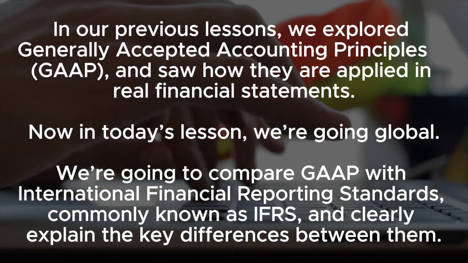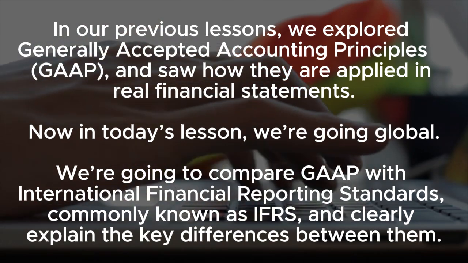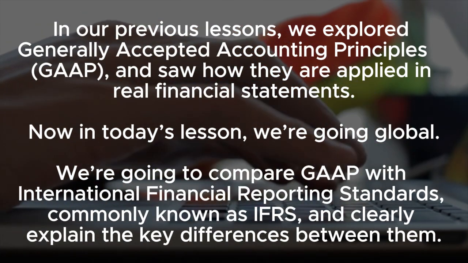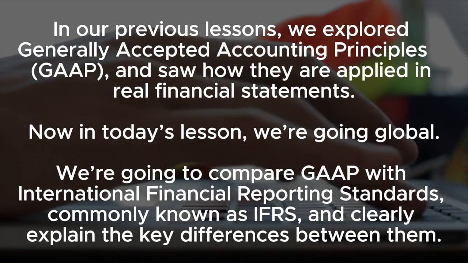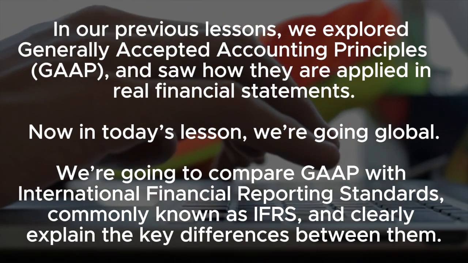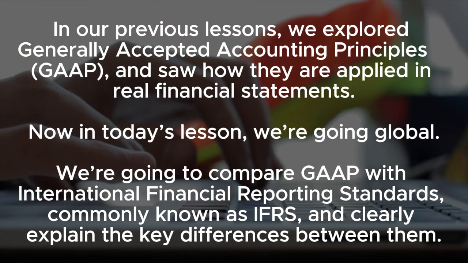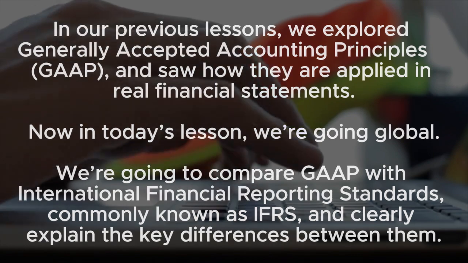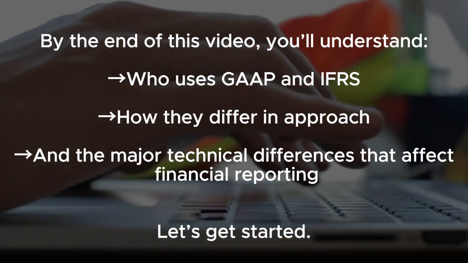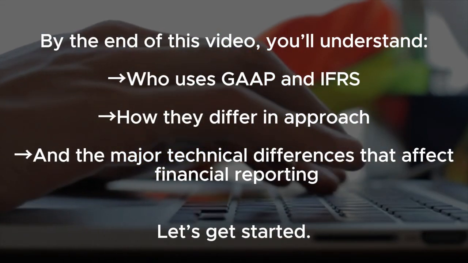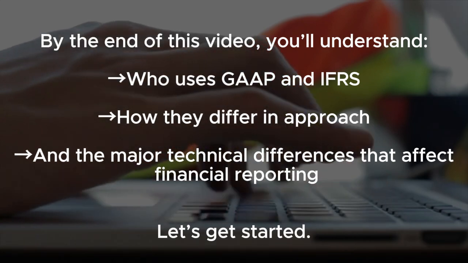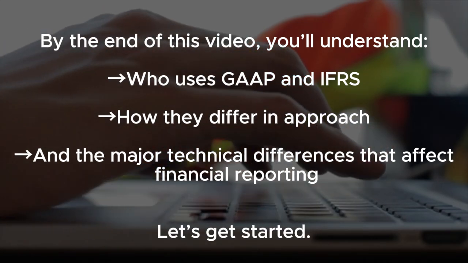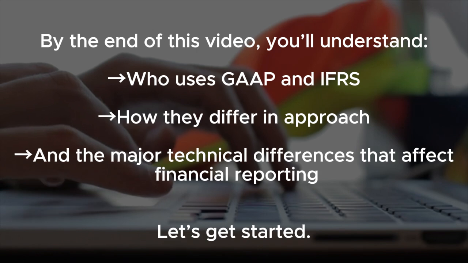In our previous lessons, we explored generally accepted accounting principles, or GAAP, and saw how they are applied in real financial statements. Now in today's lesson, we're going global. We're going to compare GAAP with International Financial Reporting Standards, commonly known as IFRS, and clearly explain the key differences between them. By the end of this video, you'll understand who uses GAAP and IFRS, how they differ in approach, and the major technical differences that affect financial reporting.